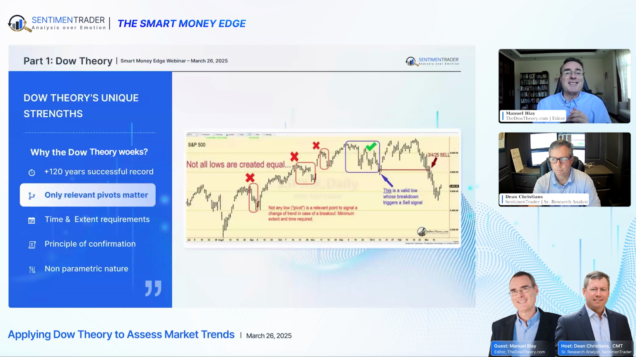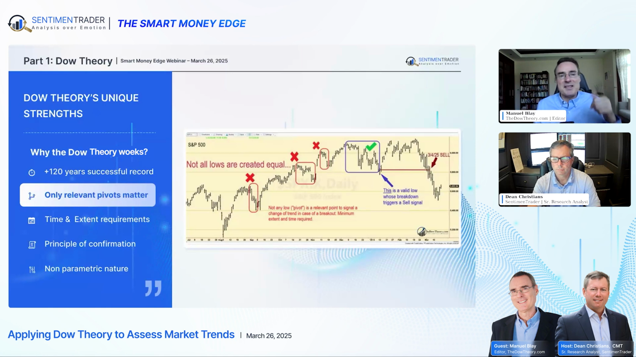But furthermore, there is the extent requirement. What do you mean by that? Well, this is well documented in the Dow Theory. It was already documented in 1933 by Robert Rhea, that for a movement, be it up or down, to be relevant, we need at least a 3% movement. So if the S&P, for instance, has dropped for 20 days, it would fulfill the time requirement for a relevant pivot. But if it only dropped 2%, then once again, it doesn't qualify as the relevant pivot to be broken down for a sell signal.